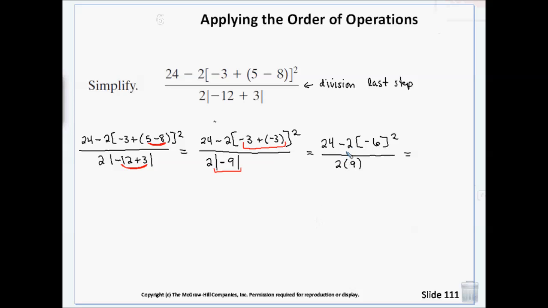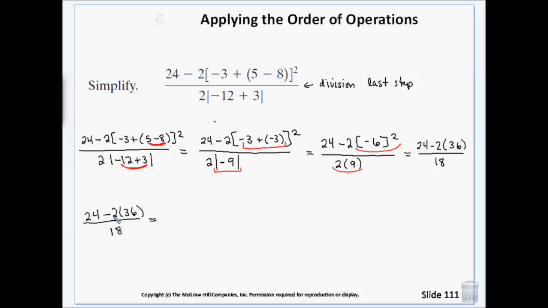Okay, so next I'm going to square the negative 6, and then multiply the 2 times 9. So this will be 24 minus 2 times, positive because it's inside, so it's times 36. And 2 times 9 is 18. Which I'll rewrite down here. I'm not changing anything, just rewriting for continuity.